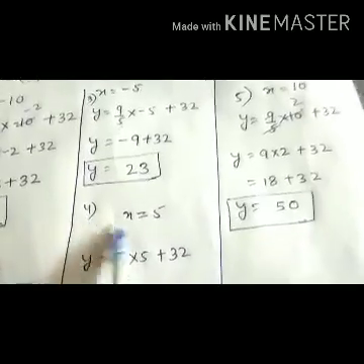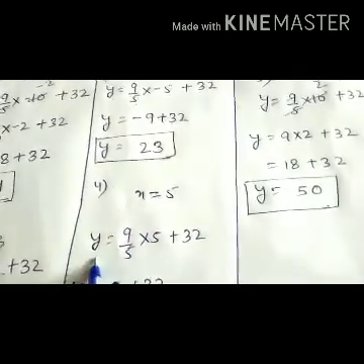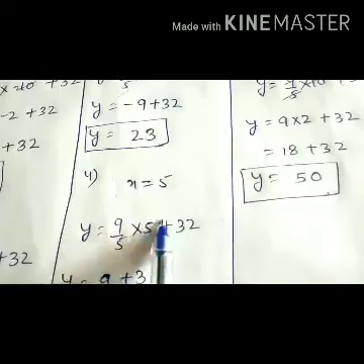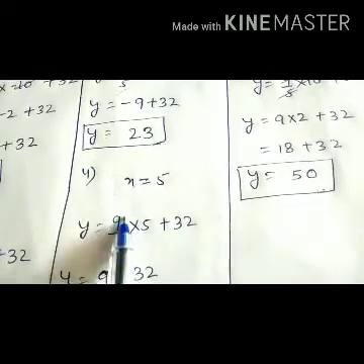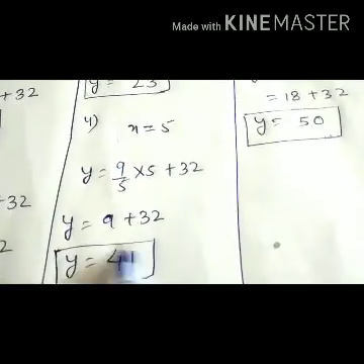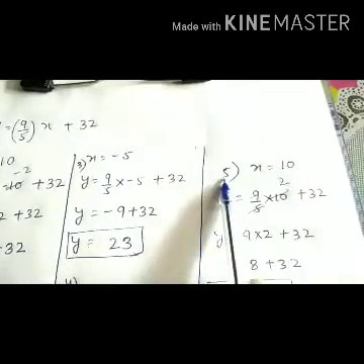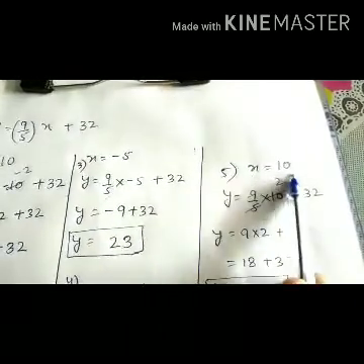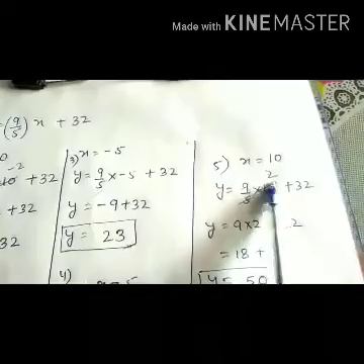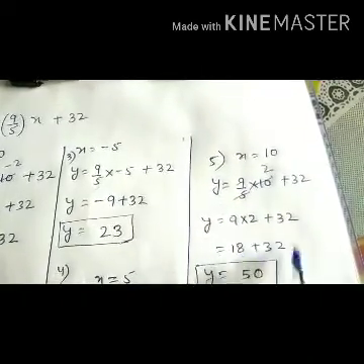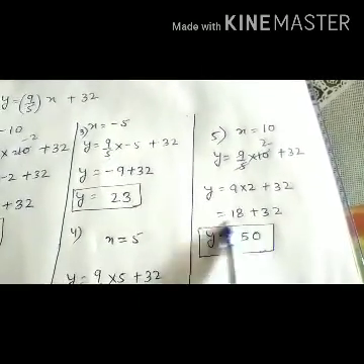Next we are putting x = 5. y = 9/5 multiplied by 5. 5 is cancelled by this 5, and 9 plus 32 we have 41. That is, the value of y is equal to 41. The last value, the fifth value, we have x = 10. 5 twos are 10, 9 twos are 18, plus 32, and the value of y we are getting is 50.